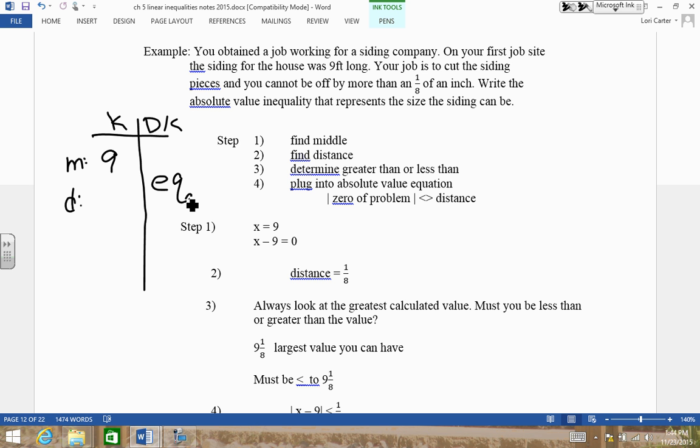Okay, so your distance is how big? How far off can you be? 1/8 of an inch. So my middle is 9. I have to set it equal to 0, right? Subtract 9. So in your absolute value, you have x minus 9. I can be off 1/8 of an inch. Can I be more than 1/8 or less than 1/8? Less than 1/8. Can I be equal to 1/8? Yes.